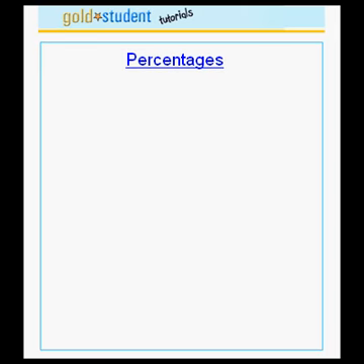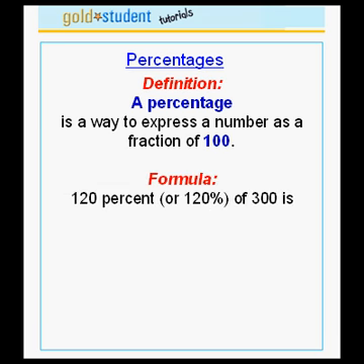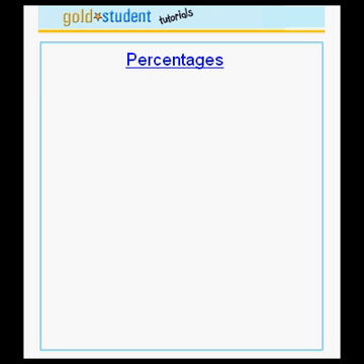This is the second tutorial on how to calculate percentages. Let's review the definition. A percentage is a way to express a number as a fraction of 100. 120% of 300 then is 120 over 100, which represents 120%, times 300. This is equal to 360. The only tools you need to calculate percentages are that you need to know how to multiply and how to divide. Let's do some examples.